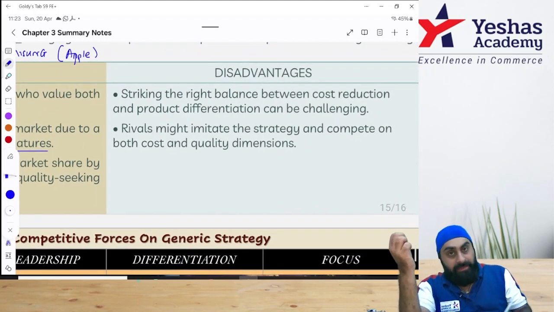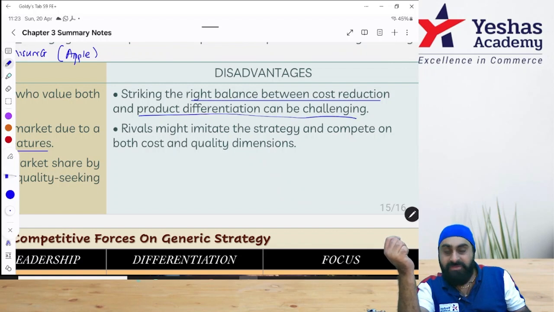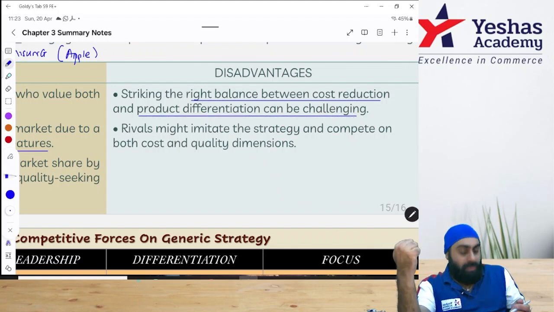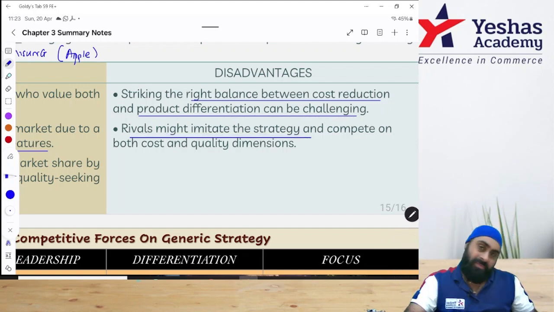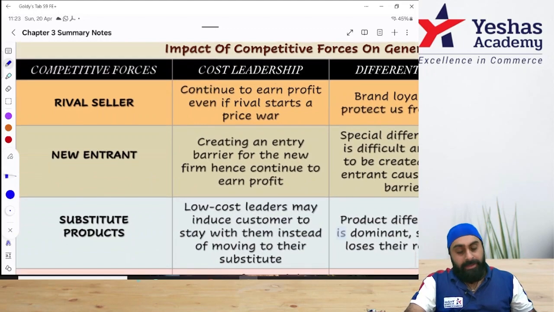Disadvantage. When you want better product, you have to spend more money on it. So a right balance between cost reduction and product differentiation can be a challenging process. If your product works, rivals might start to what? They will start imitating a product, which will again create problems for your businesses.